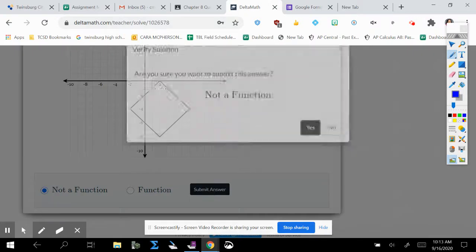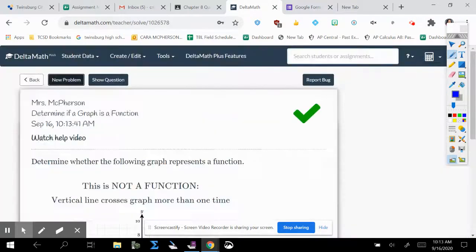So that's the basics of the beginning of the chapter that I want to make sure you're comfortable with.